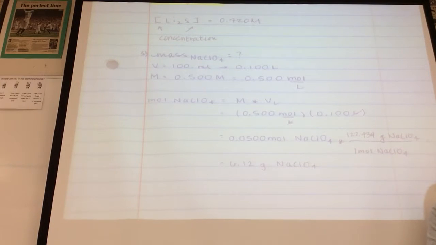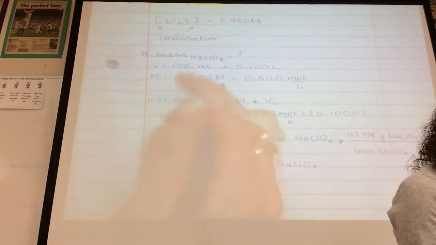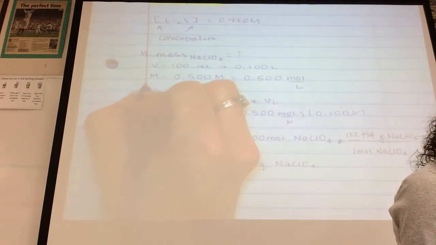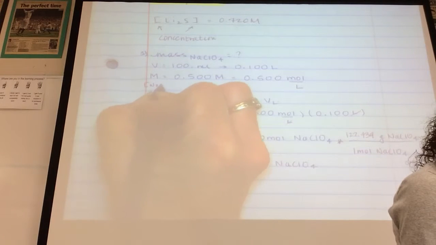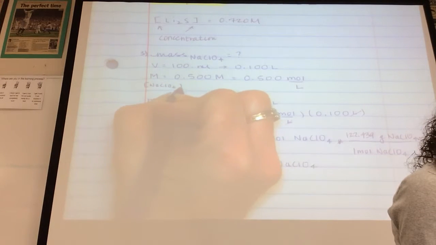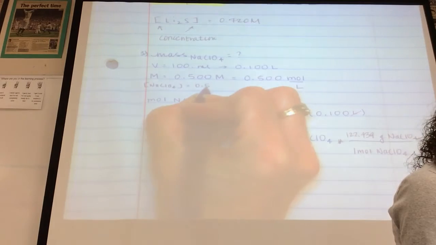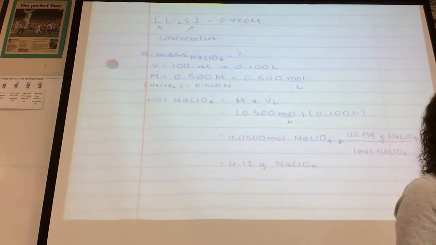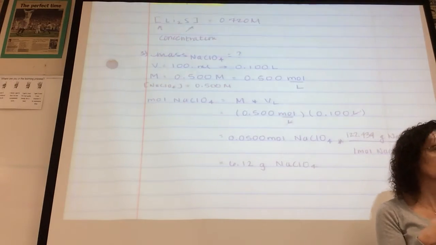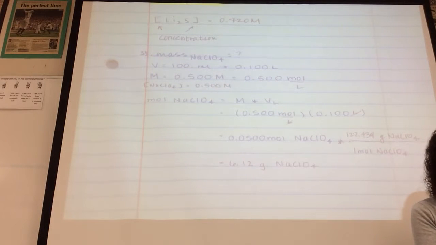Doable? Wait, so when you're writing concentration, you write like the lithium one? Yeah. So in here I wrote molarity, but I could have done this. It's more commonly written like this. You'll see that a lot in textbooks and quizzes upcoming. Not quite yet. You're not quite ready for it yet.